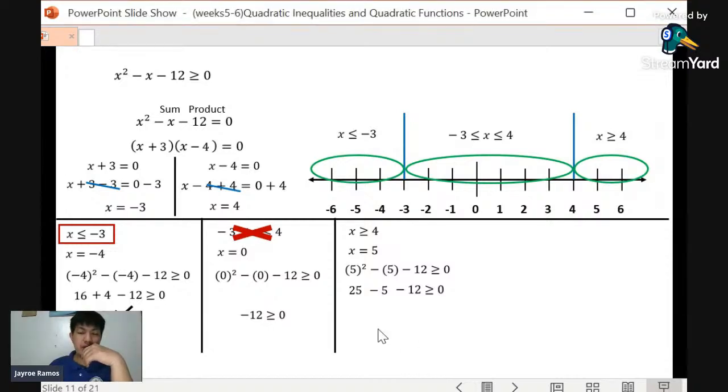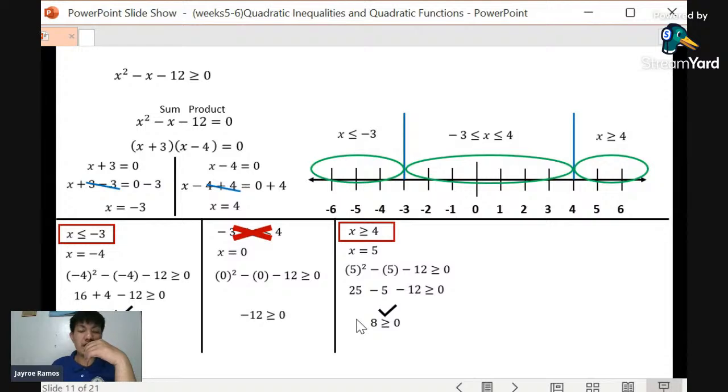So ano po ang sagot dito? 25 minus 5 minus 12. Ano bang 25 minus 5? So that is 20. Then 20 minus 12, so that is 8. So therefore, our answer here is 8 is greater than or equal to 0. So which is tama, no? Katulad lang yan nung una nating naging given. So dahil tama, true naman yung lumabas, 8 is greater than or equal to 0. So therefore, x is greater than or equal to 4 is a correct solution set.